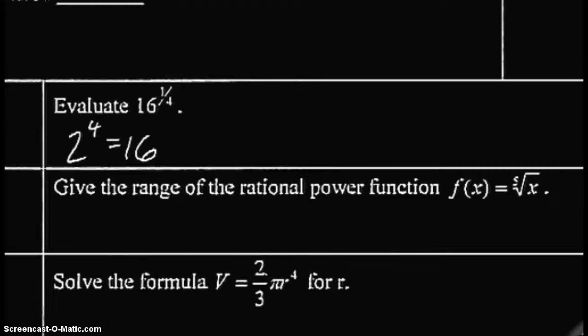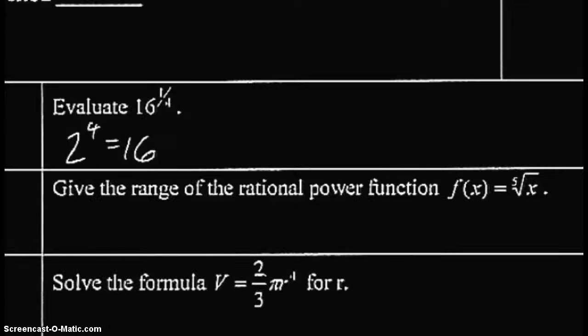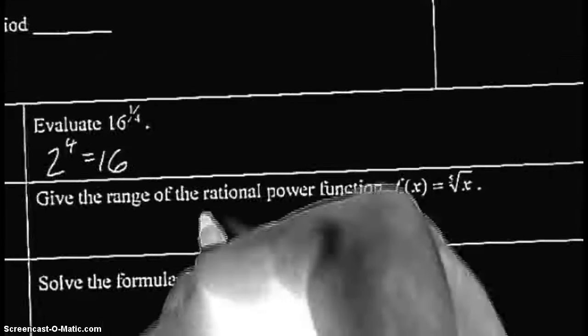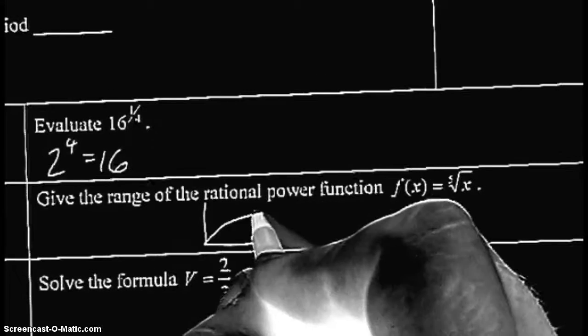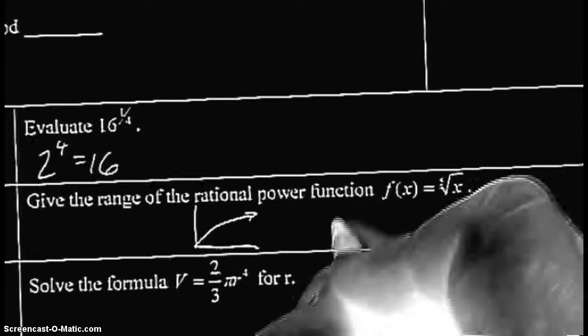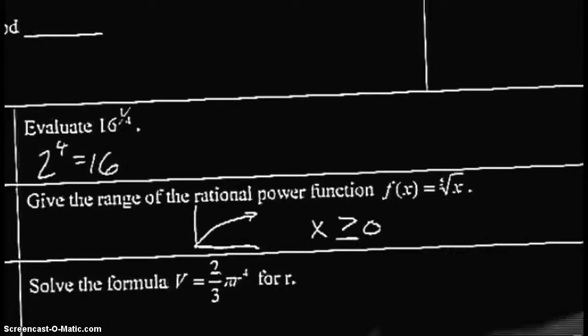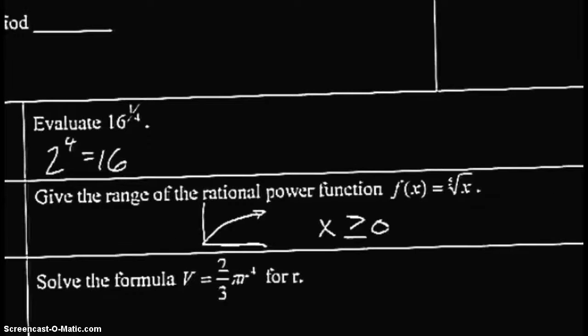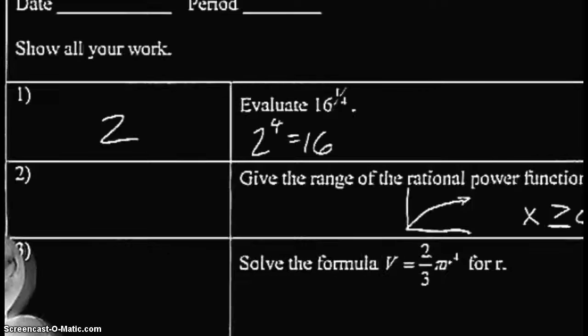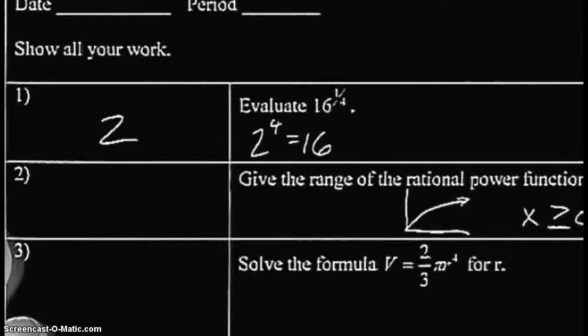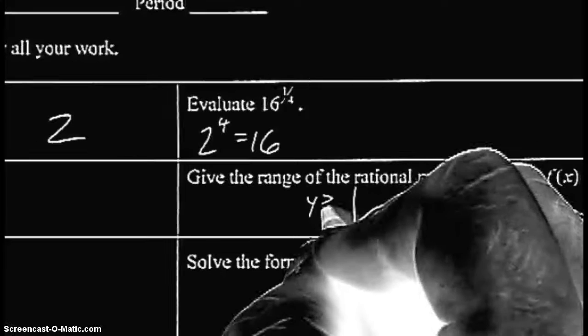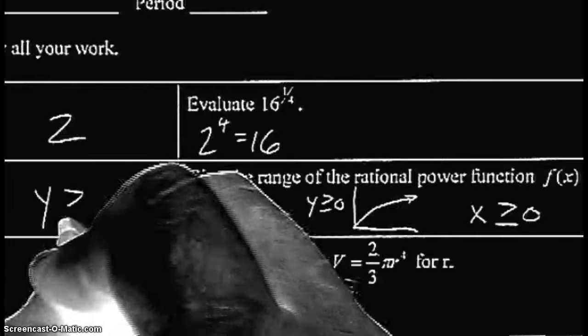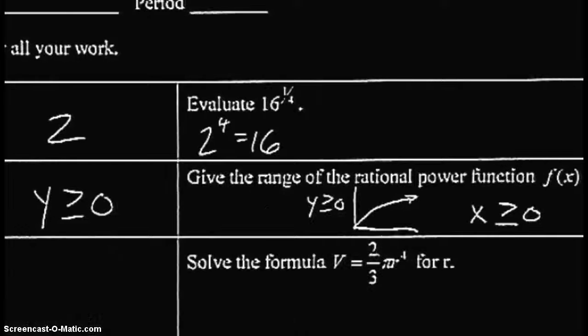The next one, give the range of the rational power function, the fifth root of x, all of our rational power functions according to the definition in the book. I had a picture based on this shape right here, and so we were sticking with a domain greater than or equal to 0, just so that all the fractional exponent functions look the same. And so that would be your domain, but the range also y greater than or equal to 0. So because we were dealing with quadrant 1.